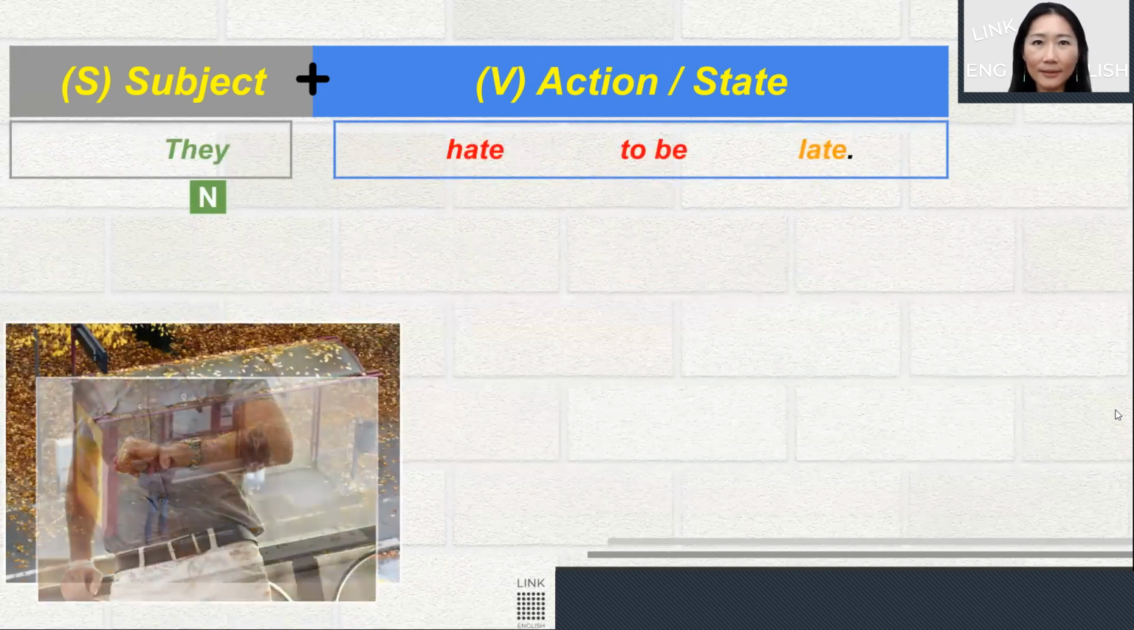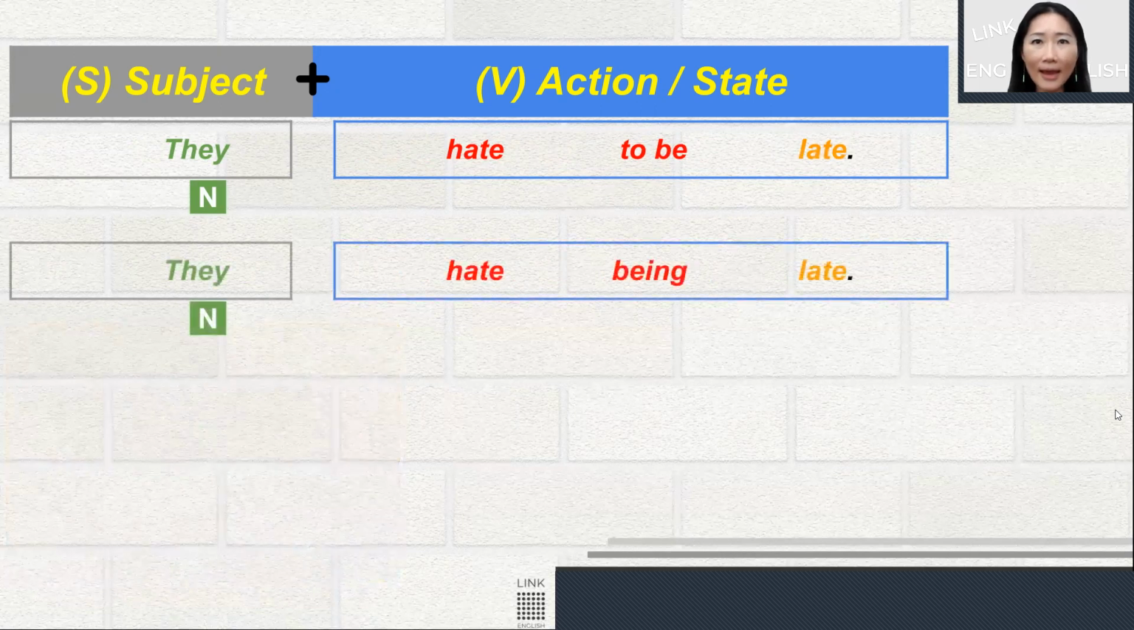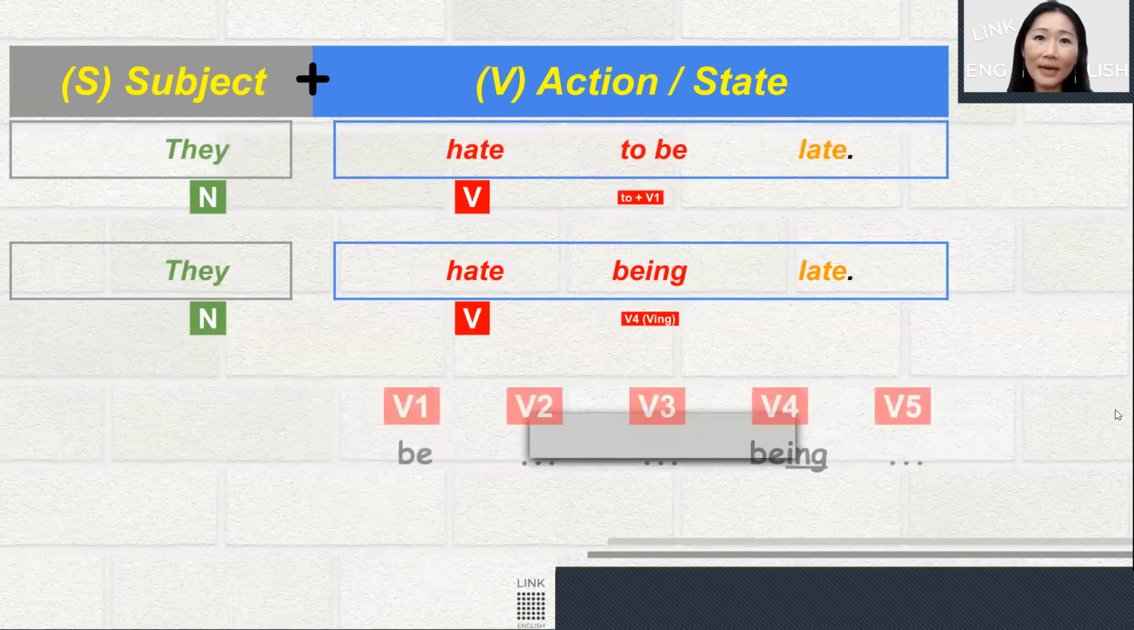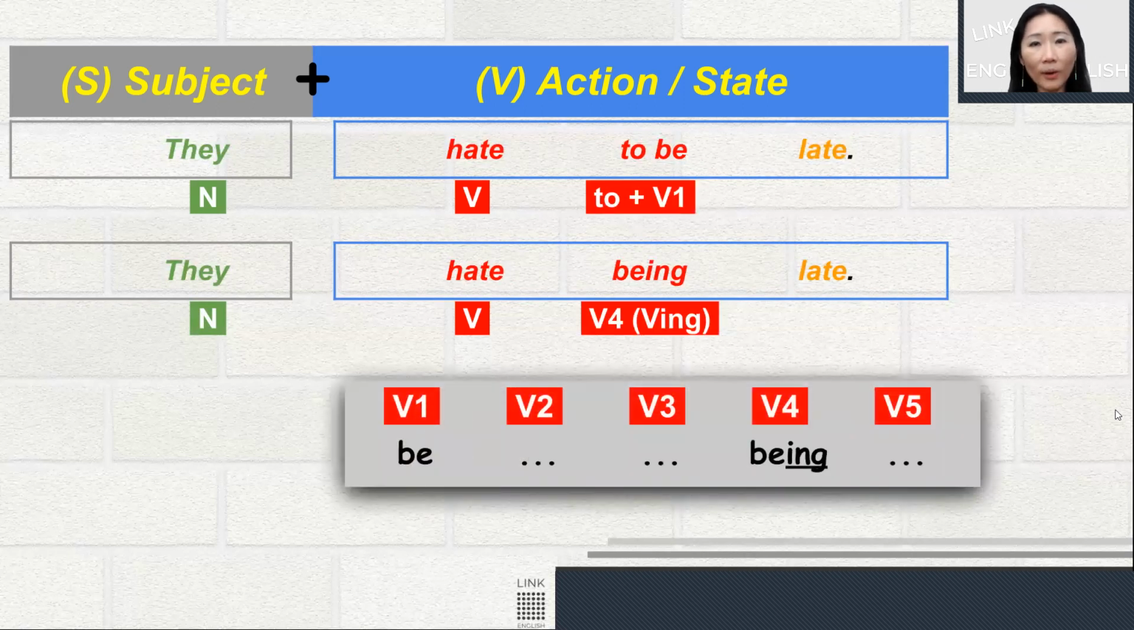They hate to be late. They hate being late. When the first verb is hate, the second verb can take to V1 or V4, these two forms. In American English, they both are the same, but in British English, V4 is more often used. And to V1 is only used when the action doesn't happen all the time. And the be verb can be followed by adjectives.